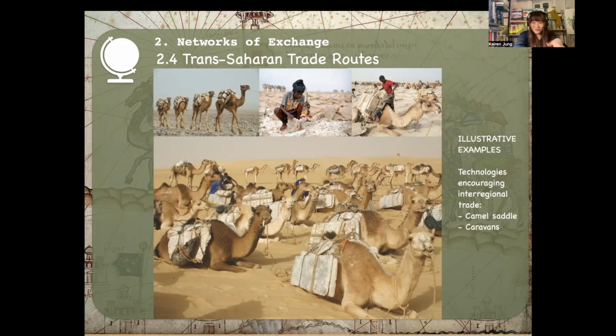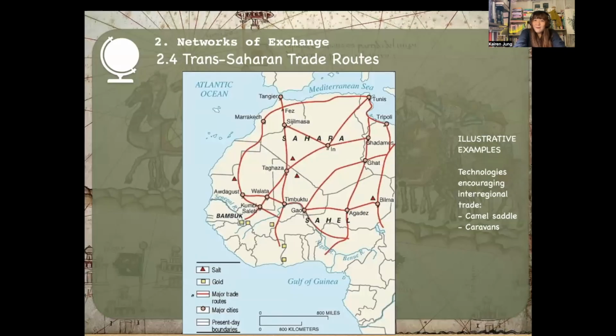Remember, again, these are being repeated. This is where the spiraling nodes connect, right? So you got to remember these camel saddles and caravans. This is a map of the trans-Saharan trade route. Marrakesh, Tangier, Fez, Sijilmassa, and so on. You have these major cities, Tripoli, Tunis, and so on.